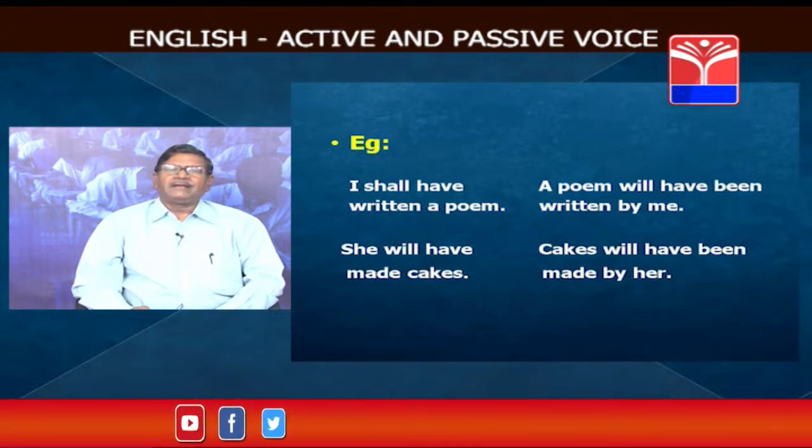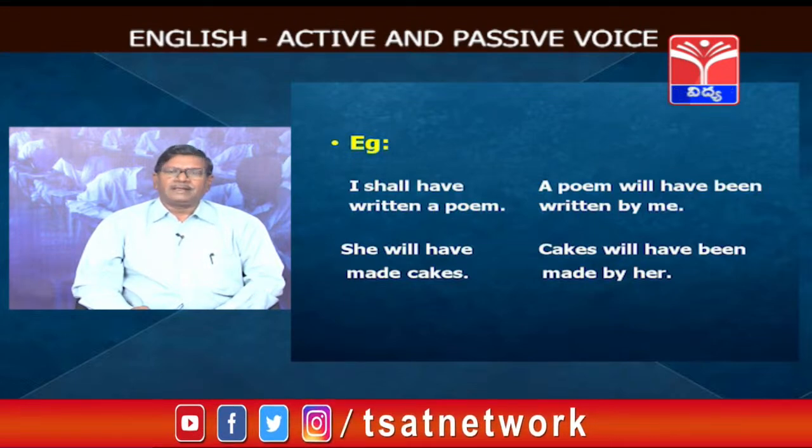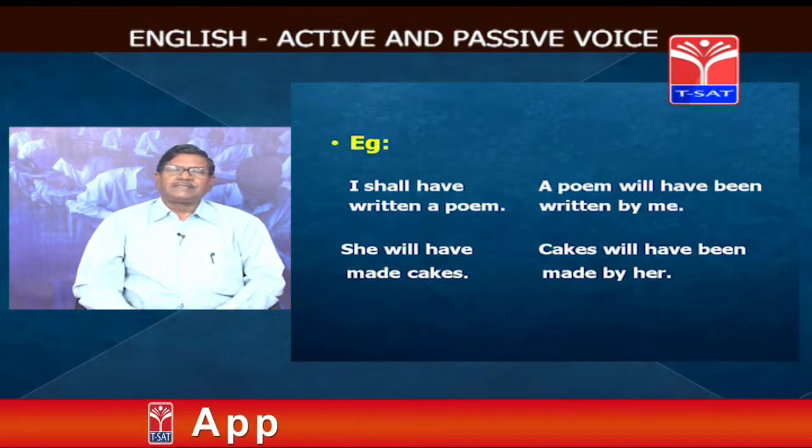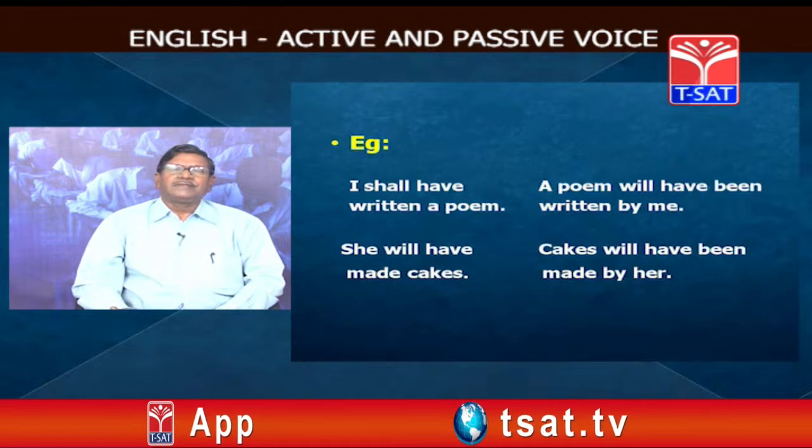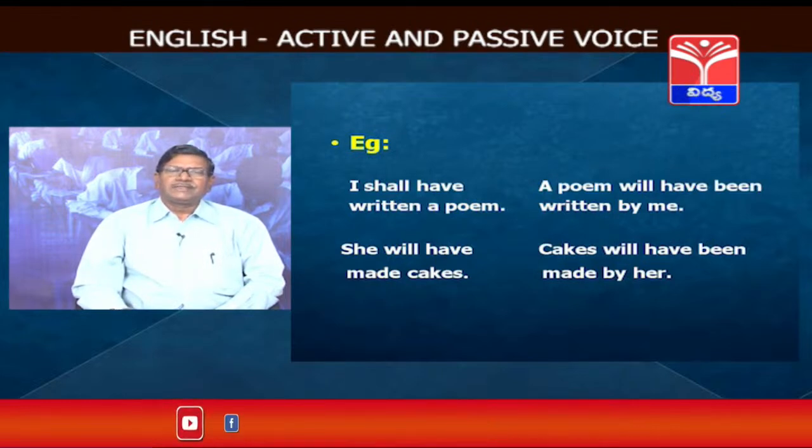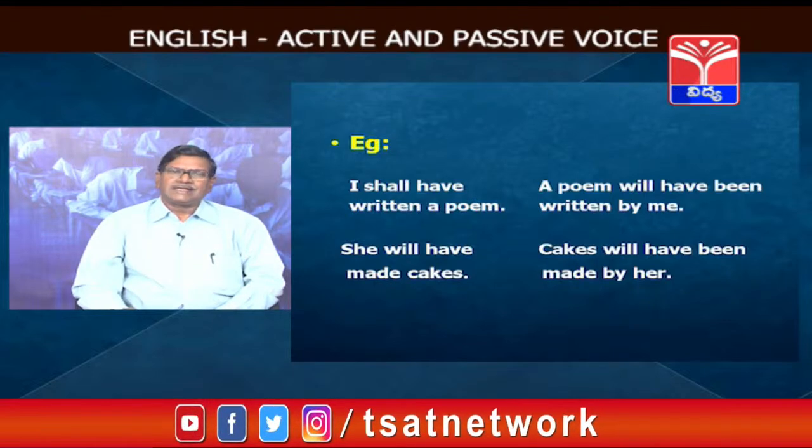She will have made cakes. Cakes will have been made by her. So, this is in the case of future perfect tense. When the sentence is in future perfect tense, that is how we have to change the sentence from active to passive.